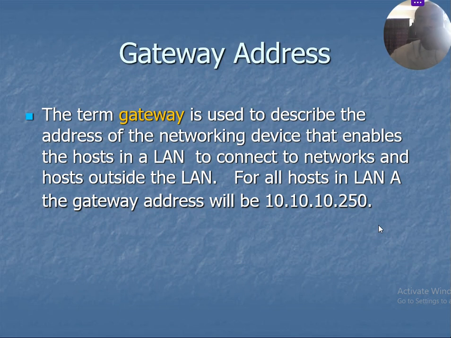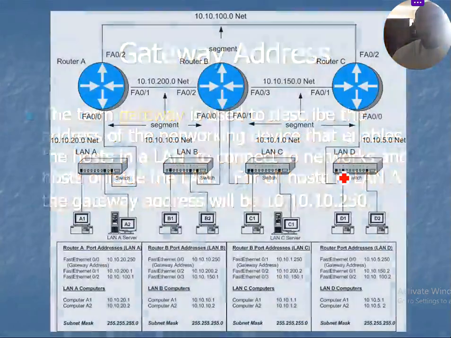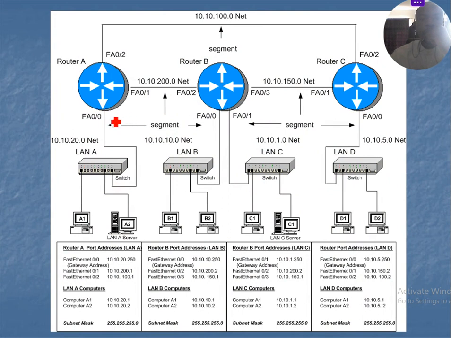Now let's talk about the gateway address. The term gateway is used to describe the address of the networking device. The networking device that you are using, the address it has is called the gateway address. It is the networking device that enables the host in a LAN to connect to a network. For example, the gateway address could be this one.